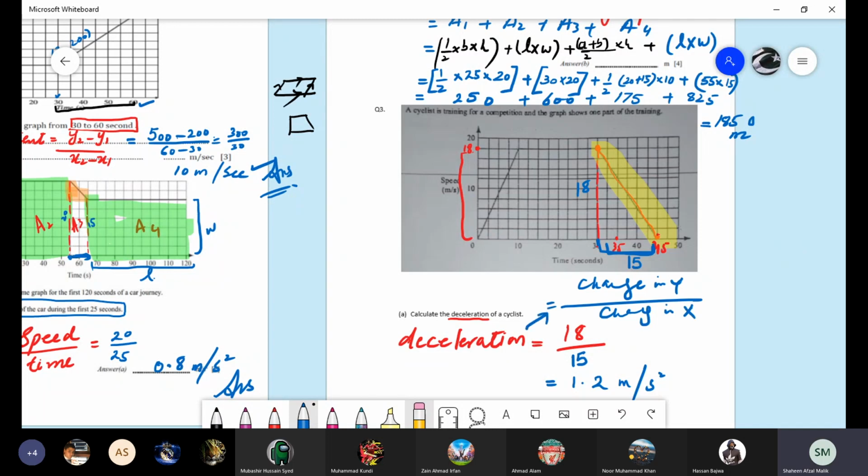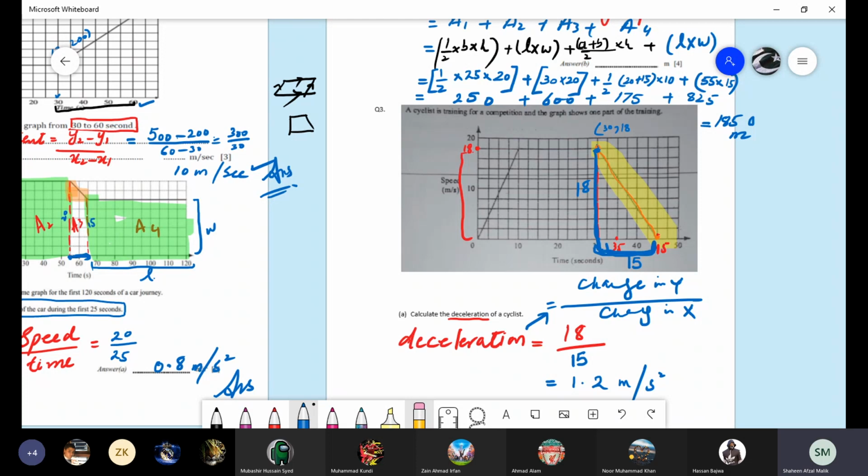So what is change in y? Change in y means this much length you have to write, that is from 0 to this point. 0 to 18 is this one, and change in x is from 30 to 45, 45 to 30 you can write. Or if you want to write y2 minus y1 over x2 minus x1, you can also write that here. At this point we have x equal to 30 and y equal to 18.